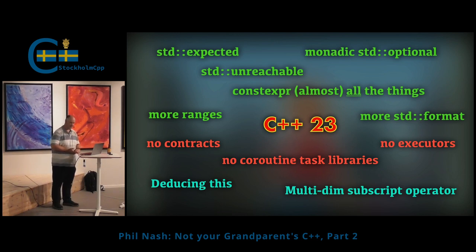Deducing this is a way of, well, let's take a step back. We all know that this pointer that we've had since the early days of C++. It should have been a reference, but it's a pointer. This might actually change that. But it's always been implicit. When you call a method, you've got your this pointer there. But it can actually have a different value category. It's always a pointer, but it might be a const pointer. It may even be an rvalue.